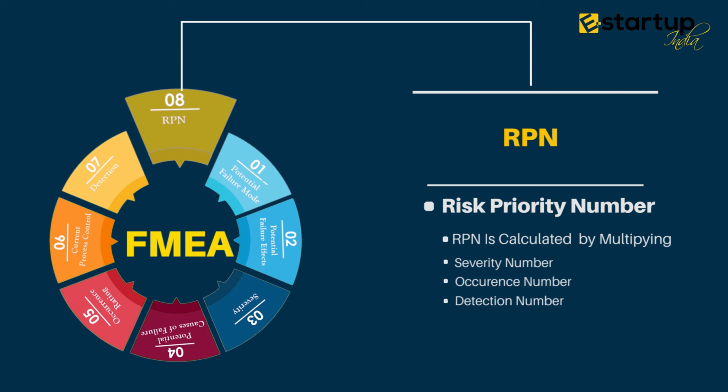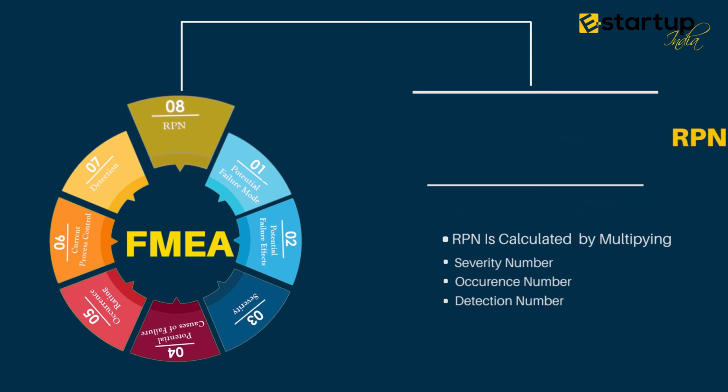Once you calculate the risk priority number, you will categorize the highest risk on the top and the lowest risk on the bottom. After calculating the risk priority number, we will prioritize it from highest to lowest. Then you work on the highest RPN number and try to prepare a control plan and work on how to mitigate this risk.